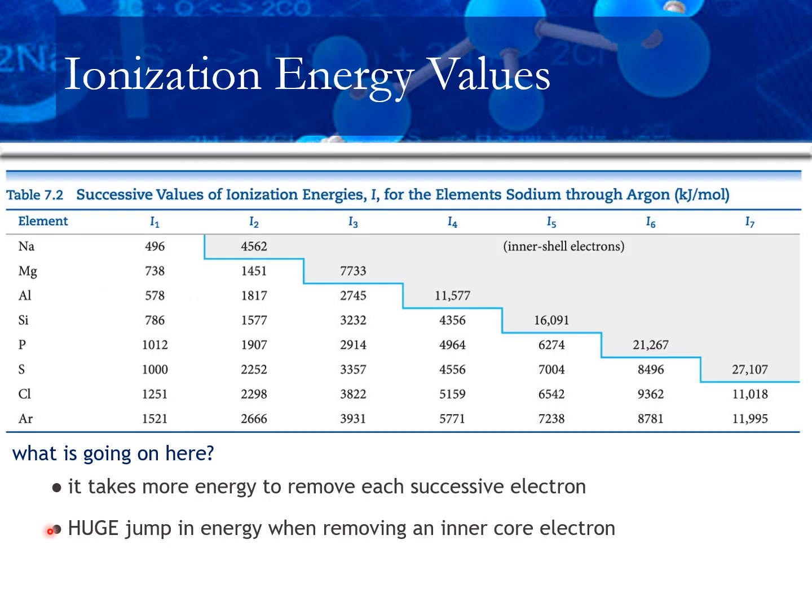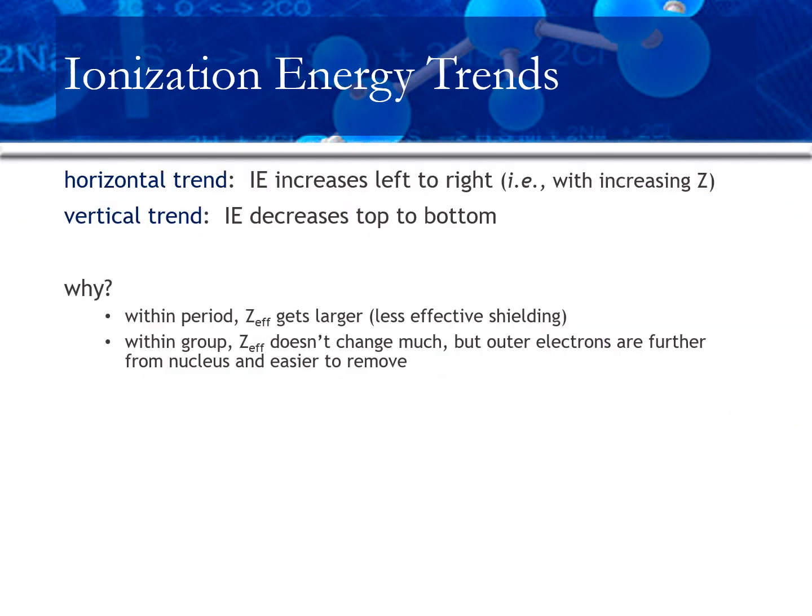So there's a huge jump in energy when removing an inner core electron. Now let's look at the periodic trend in ionization energies. The horizontal trend is that ionization energy increases left to right. The vertical trend, ionization energy decreases top to bottom. Why? What are the reasons?